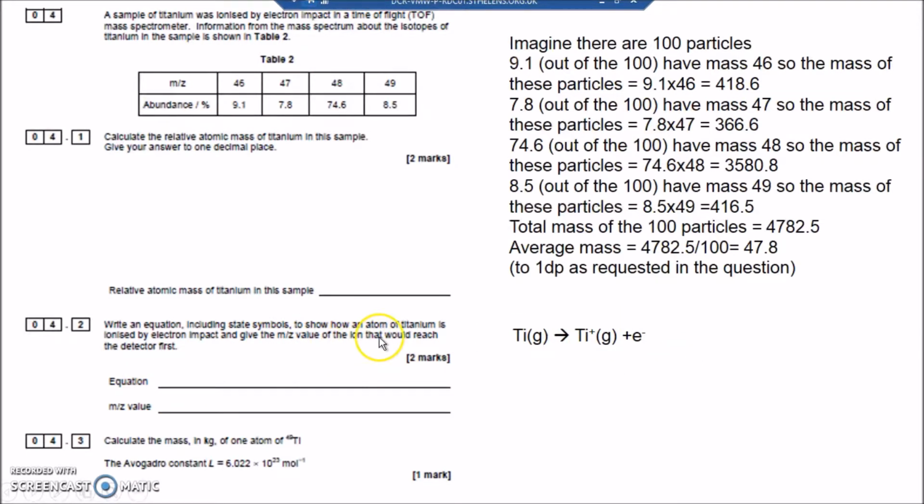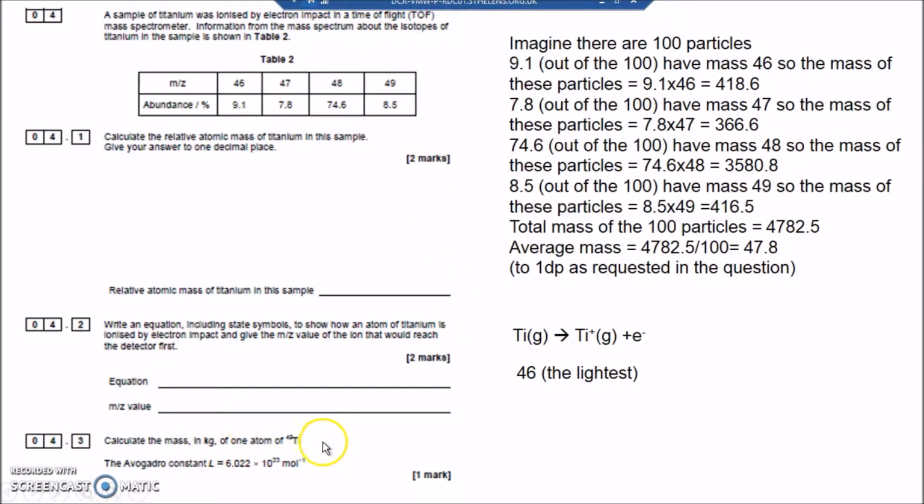The m/z value of the ion that would reach the detector first. So the one that's going fastest would reach the detector first. The one that's going fastest has got the smallest mass. So titanium with a mass of 46, that atom would reach the detector first. 49 would reach it last because that's the heaviest.